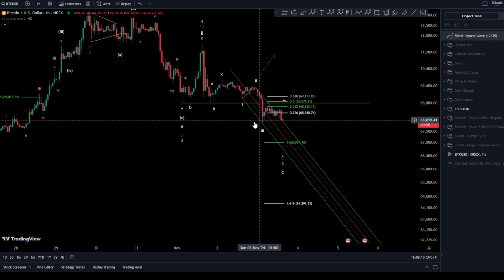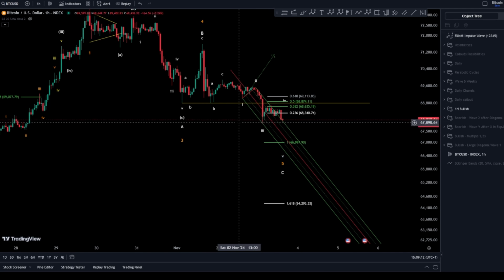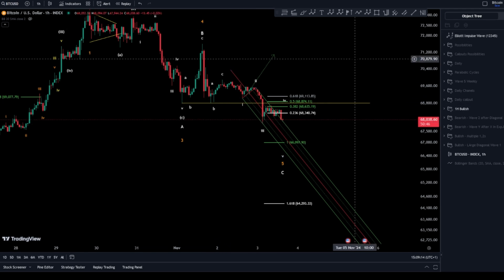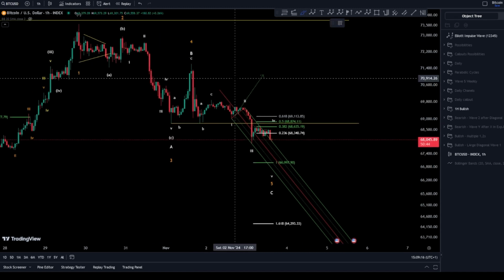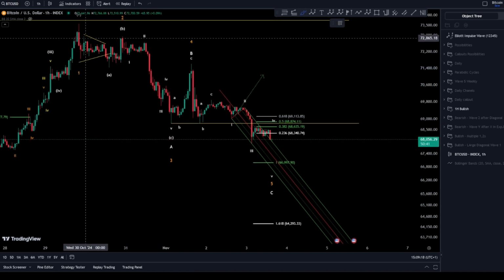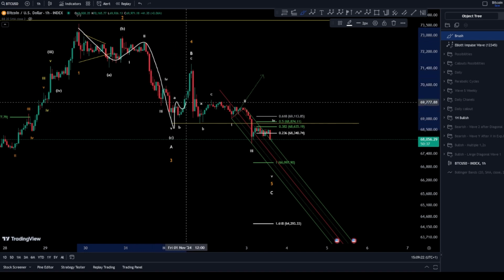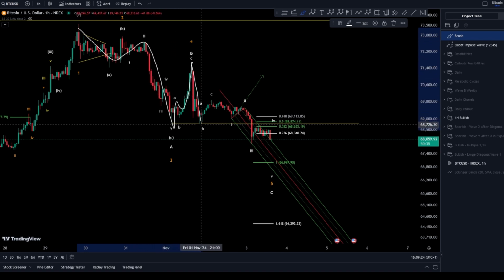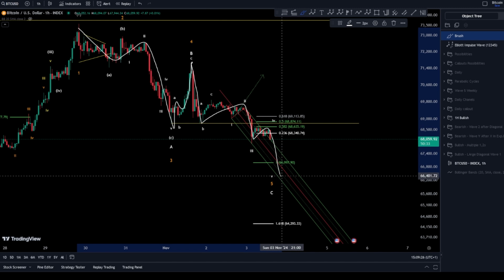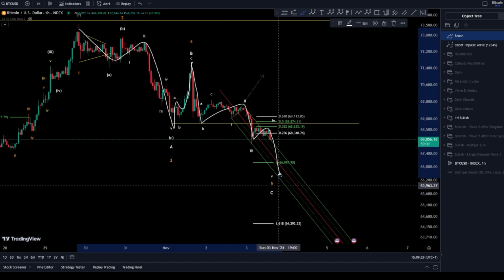So that was it for the indicators. I hope that you like it. And of course, to recap one more last time, we are in these possibilities as A, B, and a C, and then 3 corrective waves, and 1, 2, 3, 4, 5, finishing a wave C.